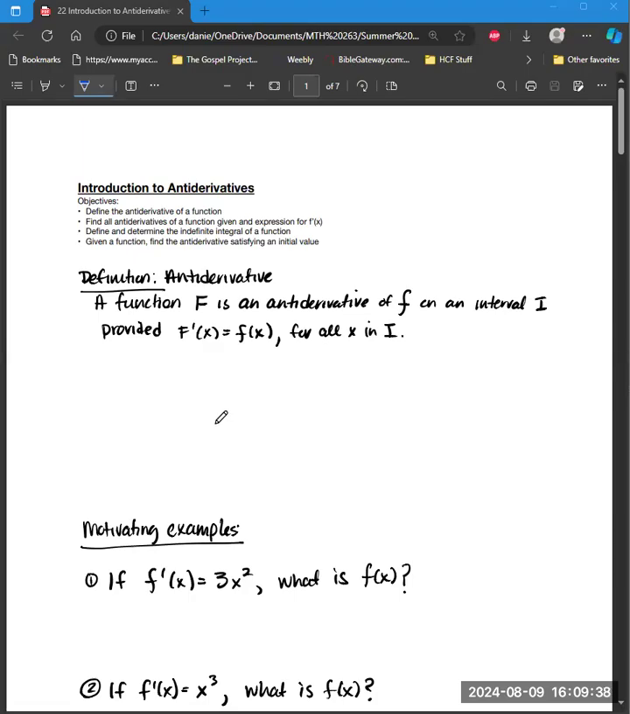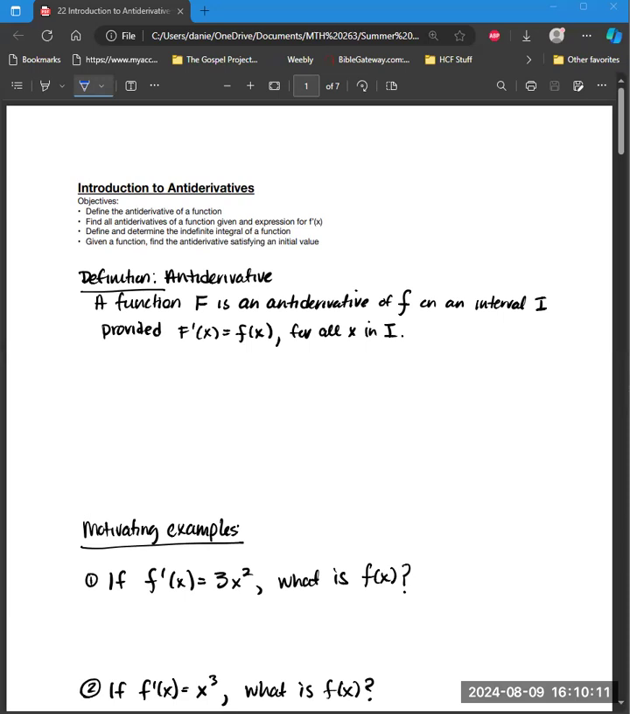In this video, we're going to talk about an introduction to antiderivatives. Our objectives will be to define the antiderivative of a function, to find all antiderivatives of a function given an expression for f prime of x, to define and determine the indefinite integral of a function, and given a function to find the antiderivative satisfying an initial value. So that will be a particular solution that we're looking for there.